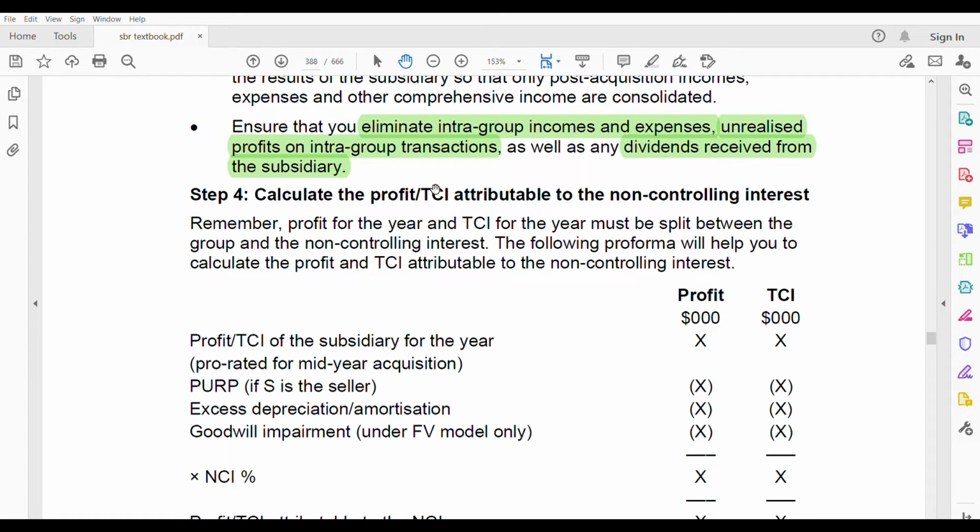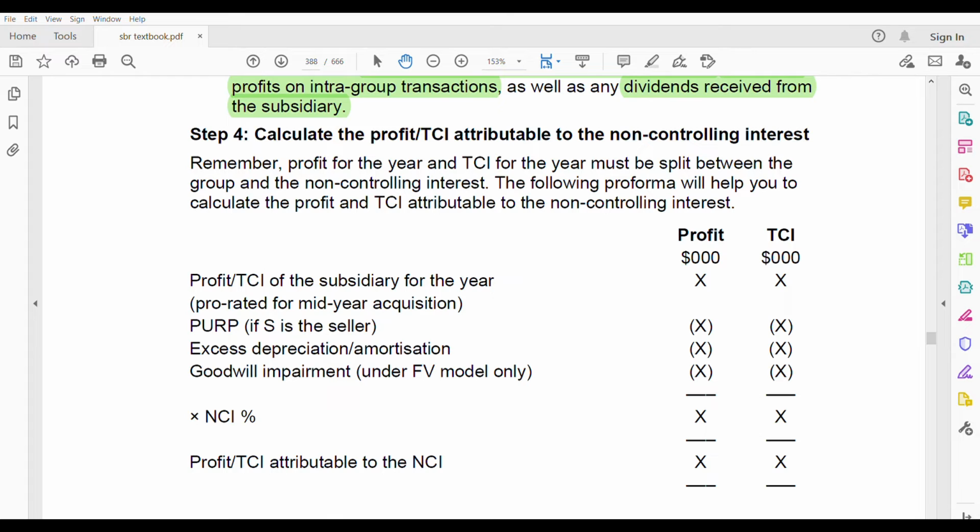Now, calculate the profit and the TCI attributable to the NCI. You only have to write the profit and the TCI. You don't have to write the whole statement of profit and loss. You are not supposed to do the whole thing. Then you need to follow this. So the profit or the TCI. If it's profit, you write here. Remember to separate these two things. Don't show it together. This is profit, this is dealing with TCI. TCI means total comprehensive income that you will get after adding other comprehensive income with your profit.